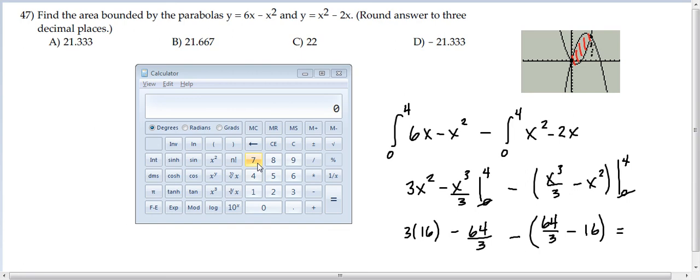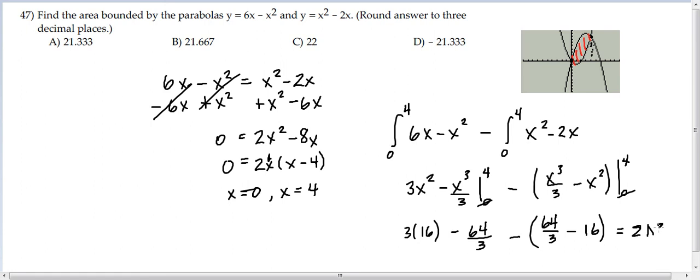I forgot that with this calculator you have to be specific. You have to give it parentheses. 48 minus parentheses 64 thirds is that, and then minus 64 thirds minus 16, and we get 21.333. Alright, so our answer is 21.333, which is answer choice A.